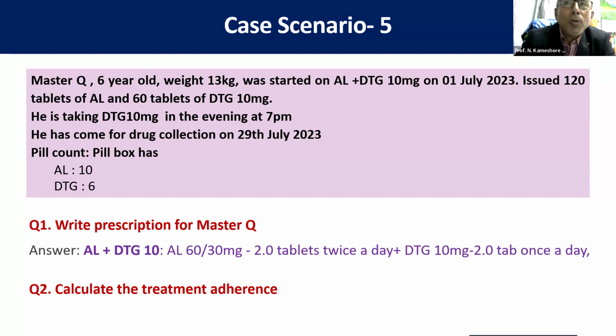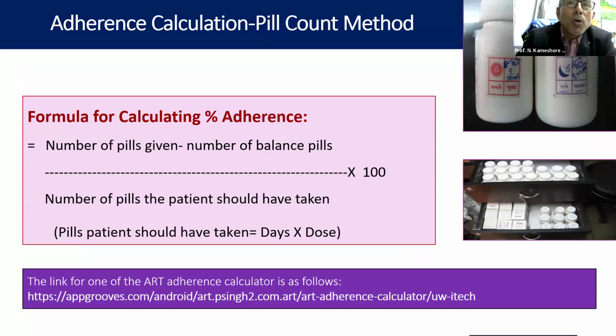Next, for calculation of the adherence, we have to know the formula. The formula is number of pills given minus number of balance pills, that means number of pills which the child has actually taken, divided by number of pills the child is supposed to take, should have taken. And the pills the patient has to take is number of days into the daily dose. So let us see what is the calculation next.